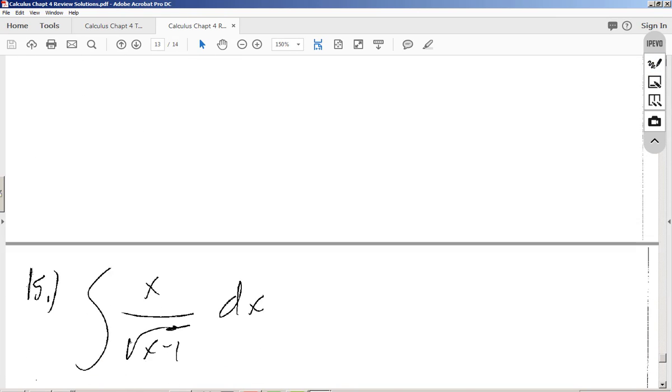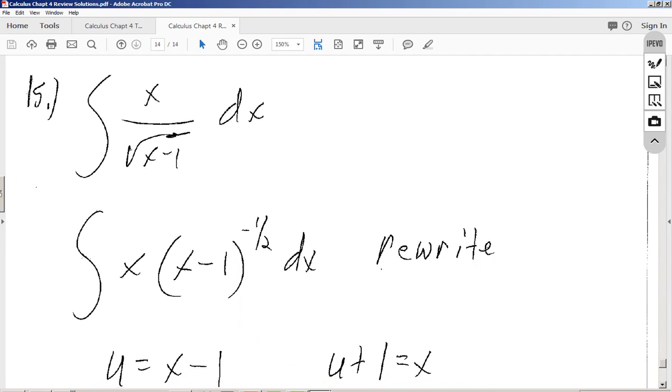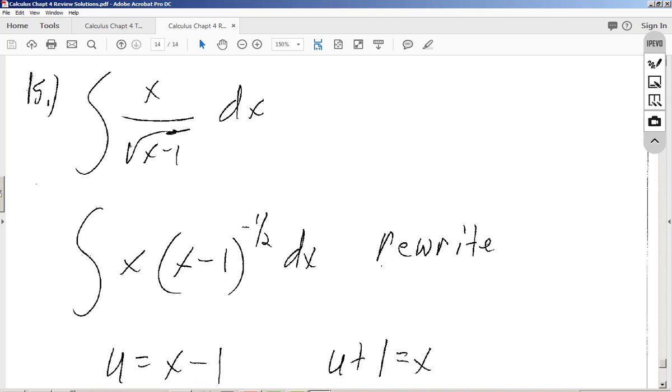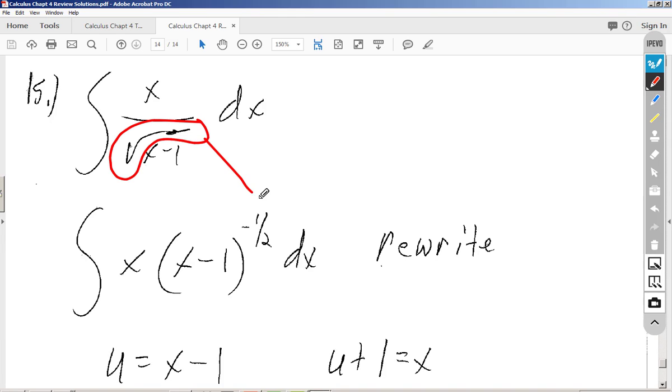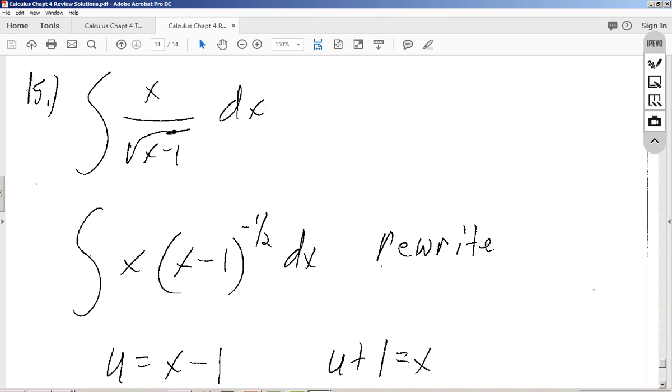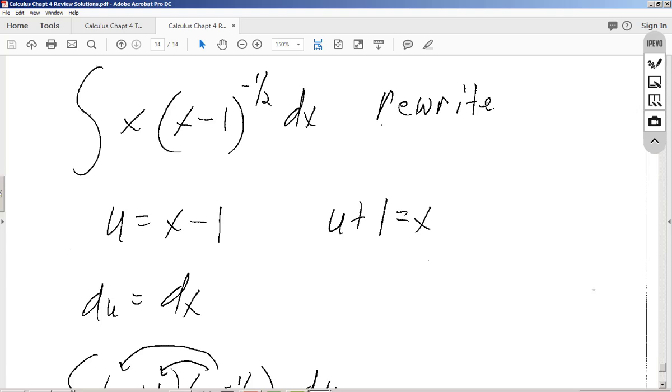On this last problem, on number 15, it says I've got the integral of x divided by the square root of x minus 1 dx. I'm going to want to rewrite this, moving that square root sign, changing it to its half power. And then since I'm going to move it to the numerator, that changes that to a negative 1/2. So now I'm going to find the integral of x times x minus 1 to the negative 1/2.